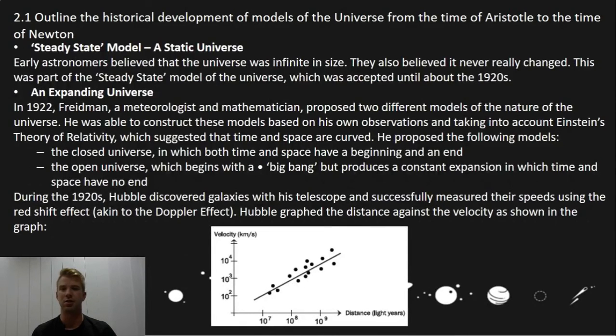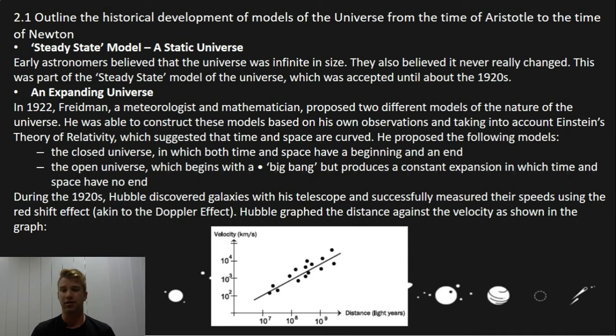2.1. Outline the historical development of the models of the universe from the time of Aristotle to the time of Newton. The key thing here is to understand the key scientists at the times of the discussion around the expanding universe, like Friedman, Hubble, and so on, and Einstein.